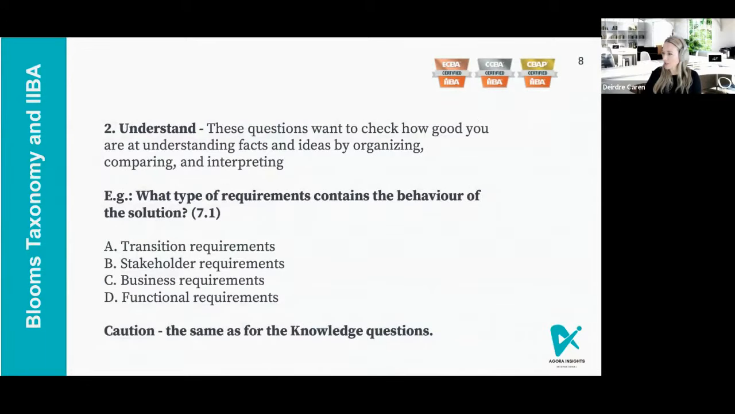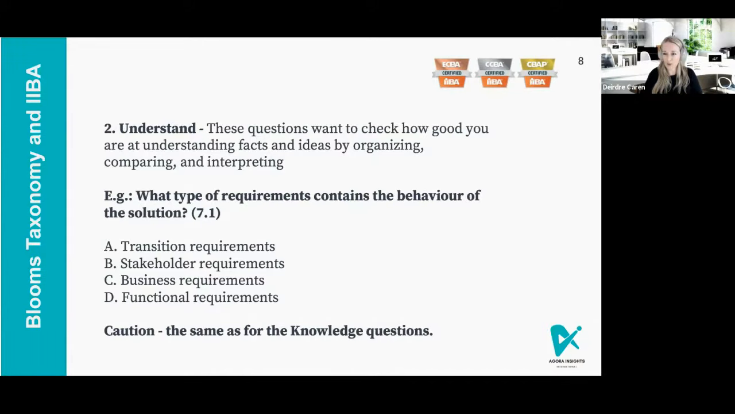All right, so next question. We're now looking at level 2, where you need to understand. So what type of requirement contains the behavior of a solution? The important thing with this, as you can see, is these questions want to check how good you are at understanding the facts. So you want to have an idea of how they've organized the information. So the first one is knowledge. We need to know what that is. But this one is more around the facts and how you interact with the facts.